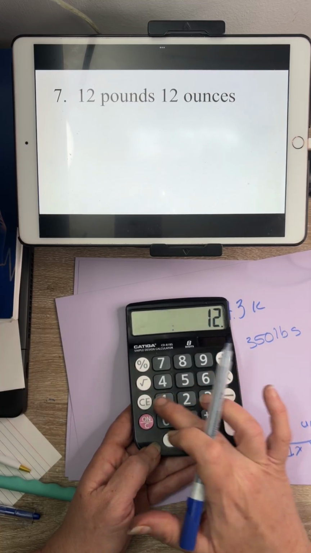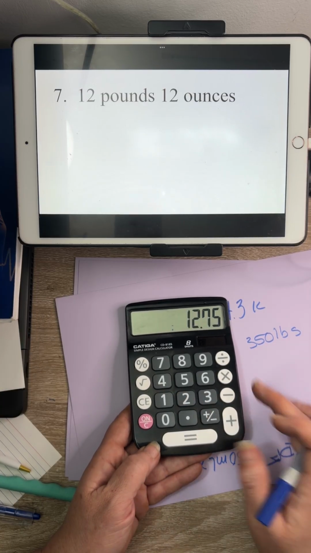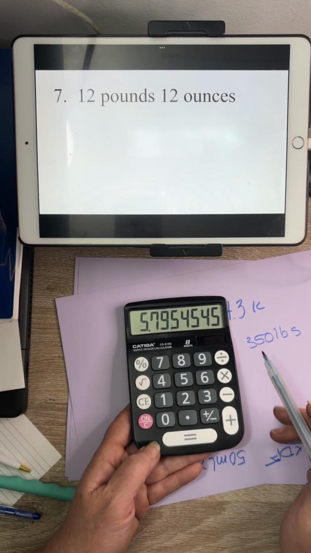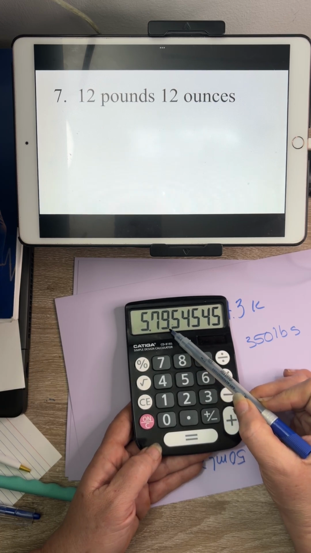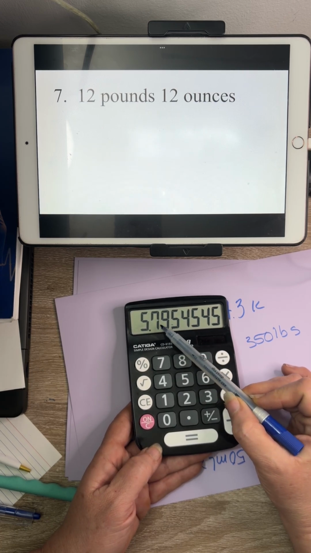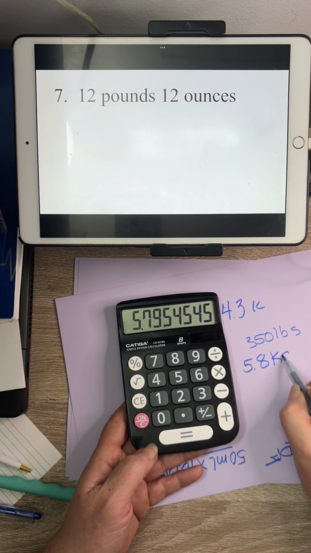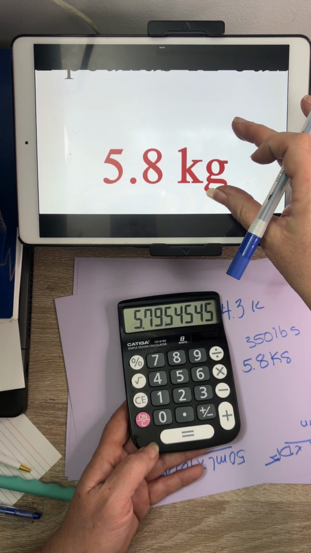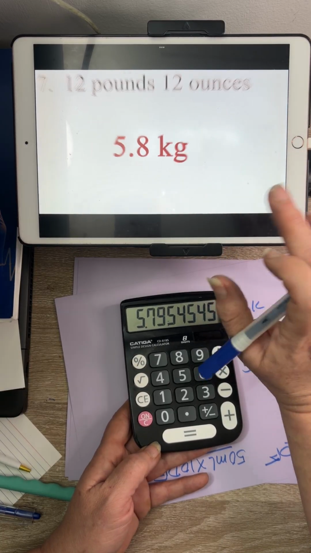But 12 divided by 16 equals. Plus 12 equals. Then we're dividing it by 2.2. And look, 5.79. So that 9 is going to make that 7 an 8. So it would be 5.8 kilograms. Boom. Saved another one. Yeah, we did.